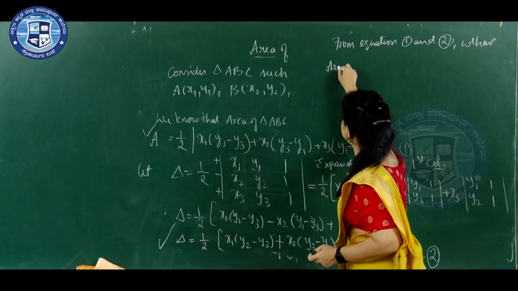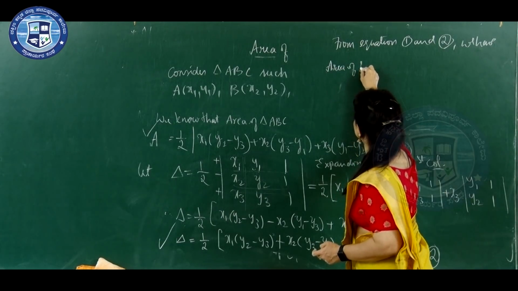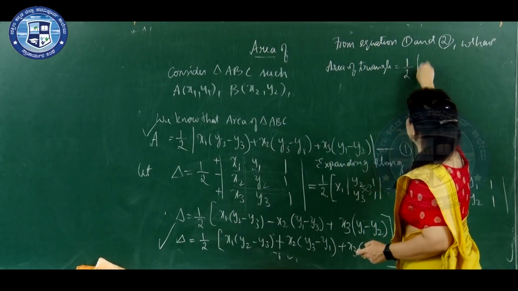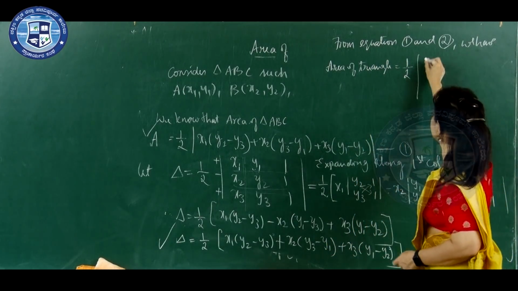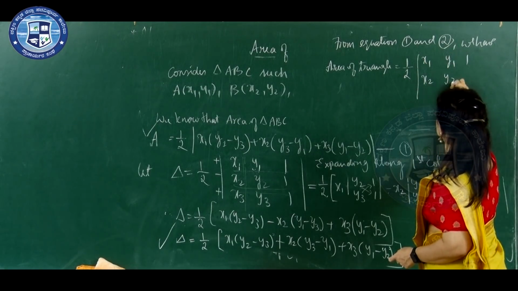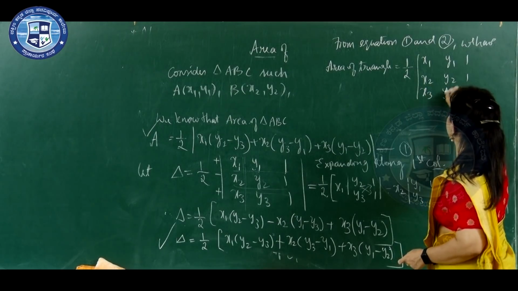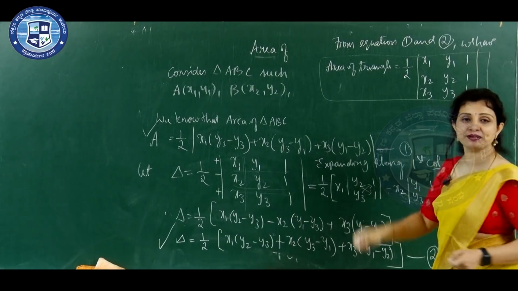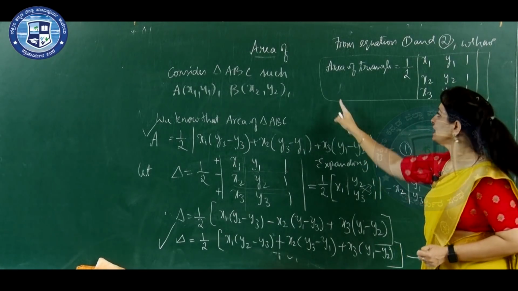Area of triangle is equal to half into the determinant of the same one, x1 y1 1, x2 y2 1, x3 y3 1. This is the area of triangle. Using determinant, we can find the area of triangle.